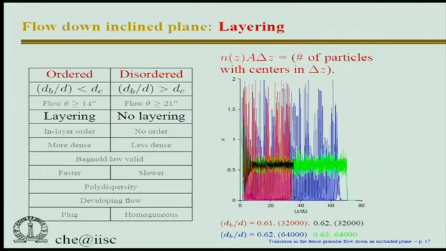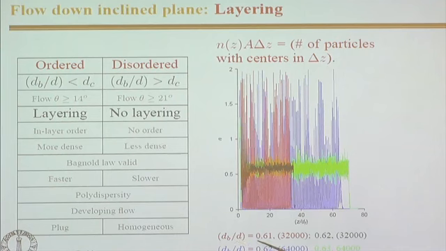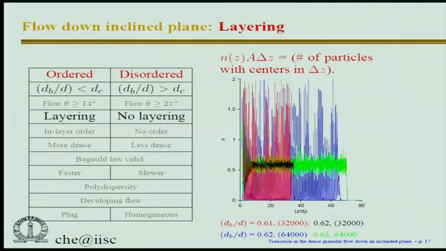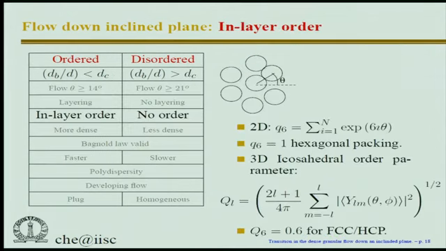Okay, you see layering in the ordered state. So I show here at the bottom the ratio of particle base diameter to particle diameter, 0.62 and 0.61. At 0.62 you see some layering at the bottom, but there's none as you go up, and at 0.61 you see a nice layered structure. Same thing happens for the larger system. Okay. And as you saw in the previous graph, you see it in layer order.